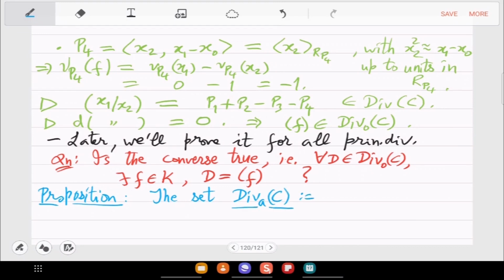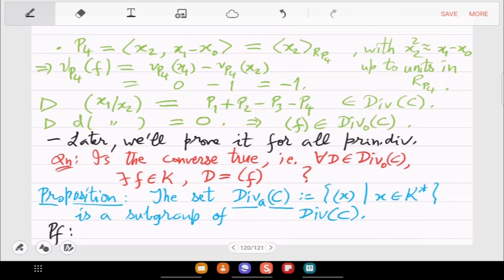So let's call these principal divisors. Let's collect them and call it div AC. This is a subgroup of div C. Why is that? So you look at the set of all these principal divisors. It's an additive subgroup.